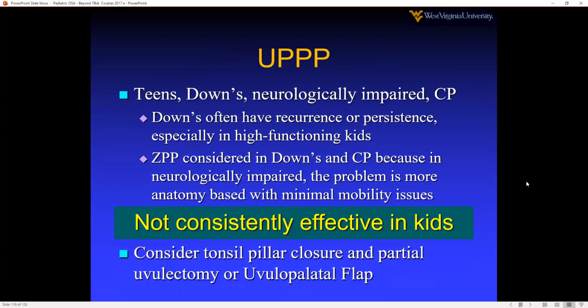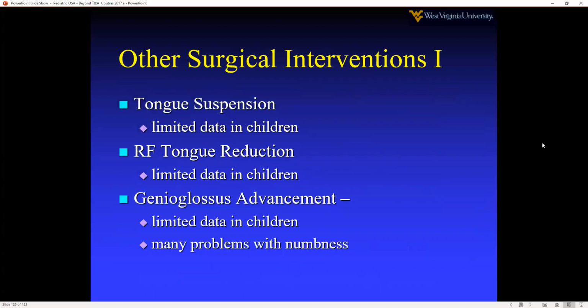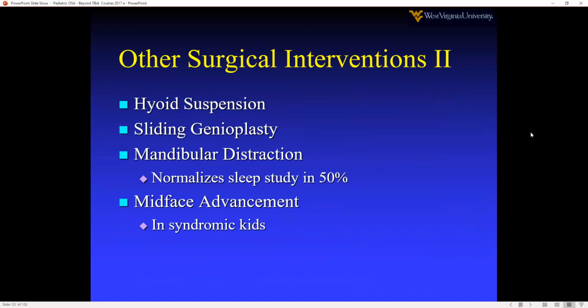So UPPP in kids, not real common. I've probably done about 6 or 8, and I've been very cautious. Pillar closure, trimming the uvula seems to be good in many of these kids. And then tongue suspension, I don't have any experience in children. RF tongue reduction, I've not done that in kids yet, and certainly not a genioglossus advancement. I send those to my craniofacial colleagues. Hyoid suspension, not going to do that in a kid, or sliding genioplasty. Mandibular distraction, again, our craniofacial colleagues.